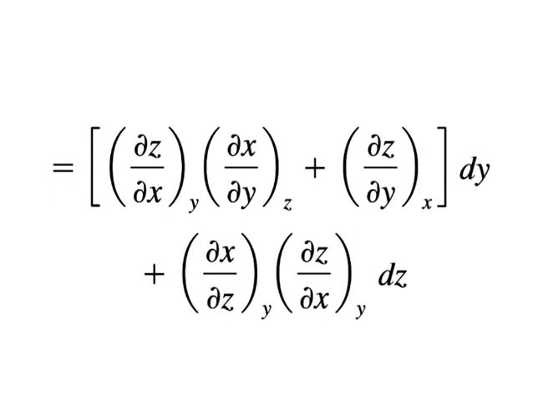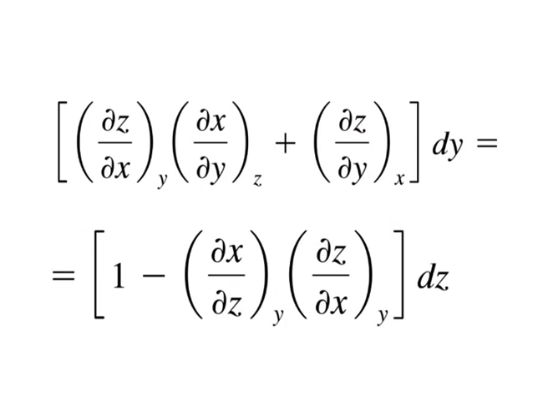Rearranging, we get this equation: [(∂z/∂x)_y (∂x/∂y)_z + (∂z/∂y)_x] dy = [1 - (∂x/∂z)_y (∂z/∂x)_y] dz.